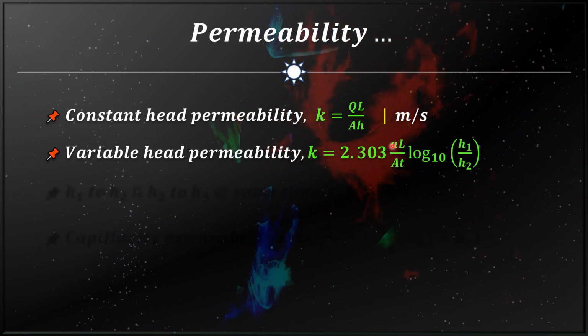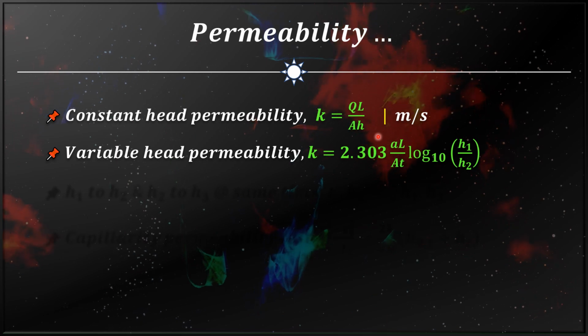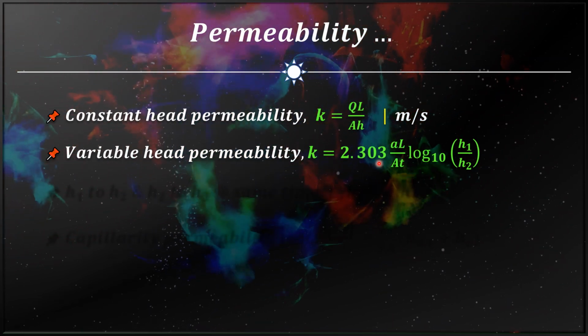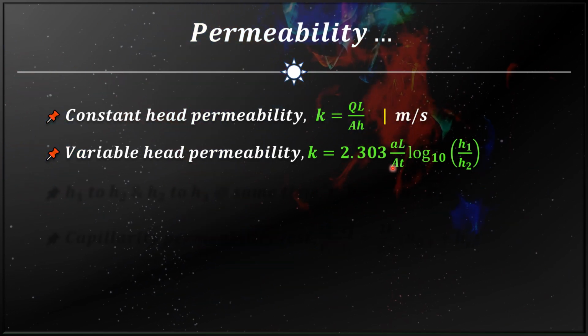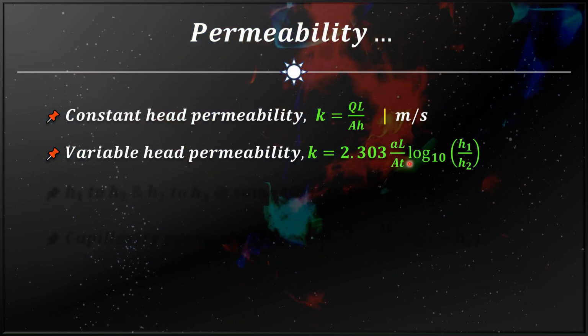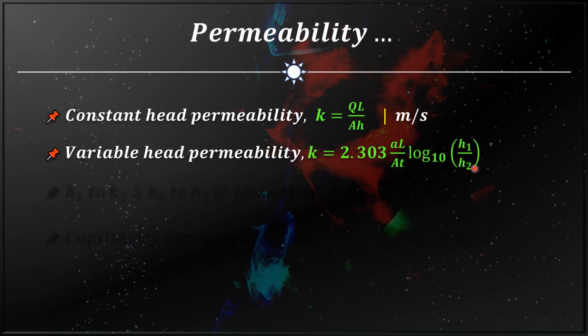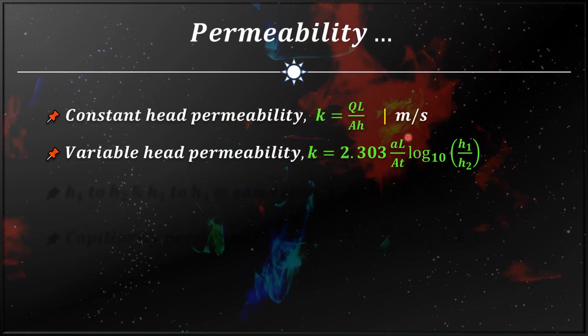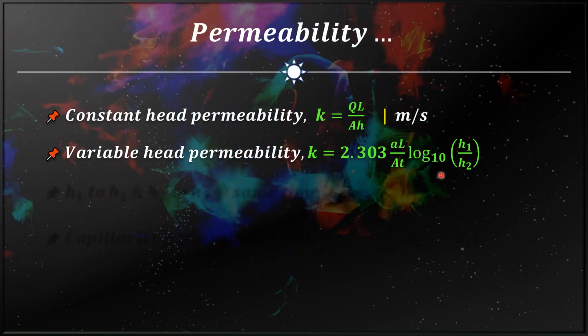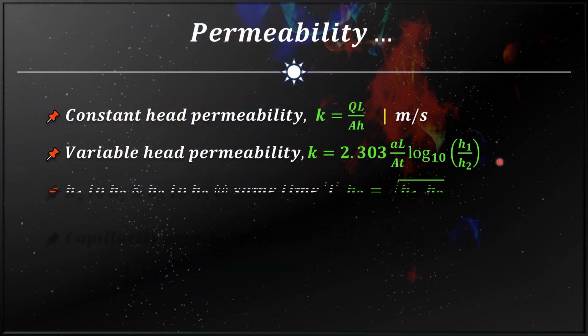So what is a here? Small a is nothing but the area of the thin tube, the capillary tube, and capital A is the area of the soil sample, the cross section area of the soil sample, and T is the time taken from H1 to H2 drop, and L is the length. So K is 2.303 aL by AT into log base 10 H1 by H2.